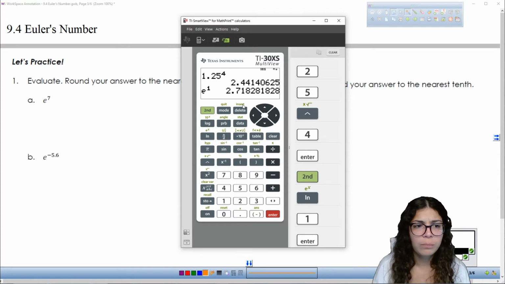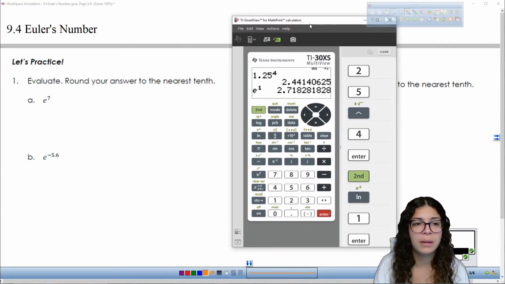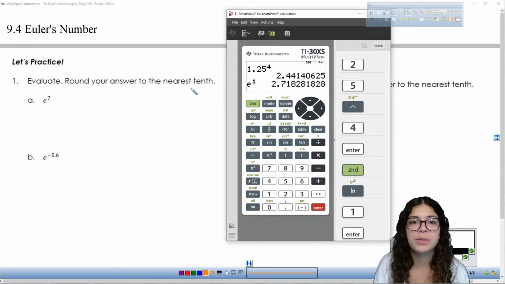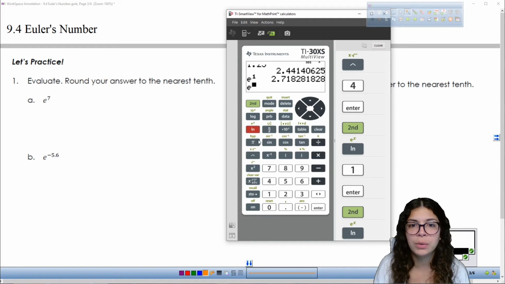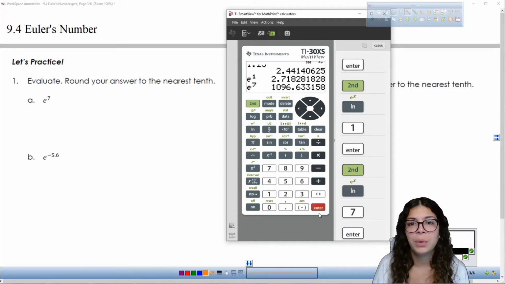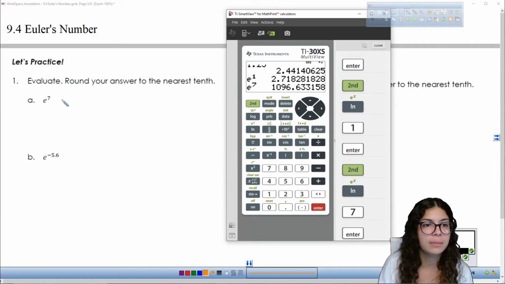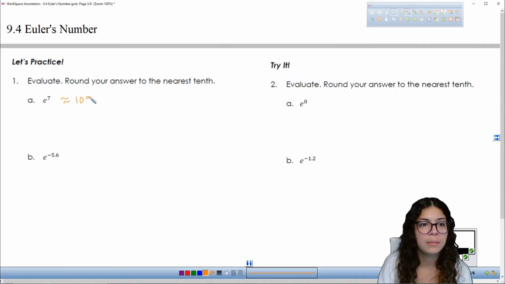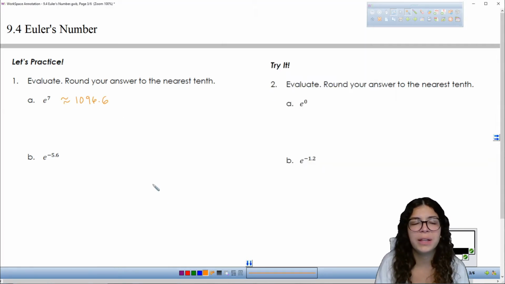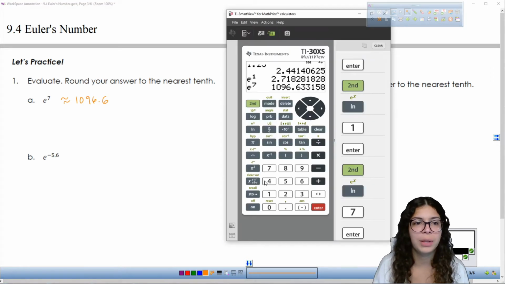Now, we're going to go ahead and evaluate some of these numbers, right? And all we're going to do is round to the nearest tenth. So e to the power of 7, Euler's number to the power of 7, would be 1096.6. So we're just evaluating these, practicing using our calculator with it.